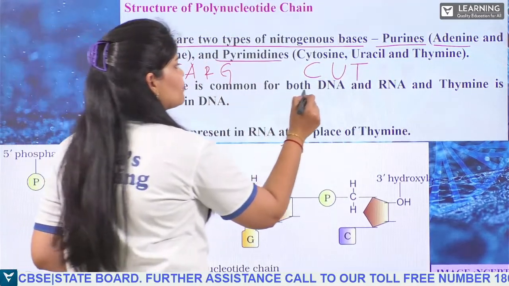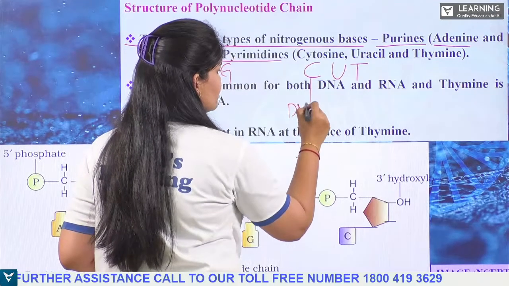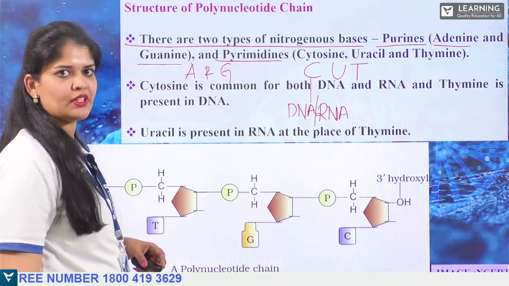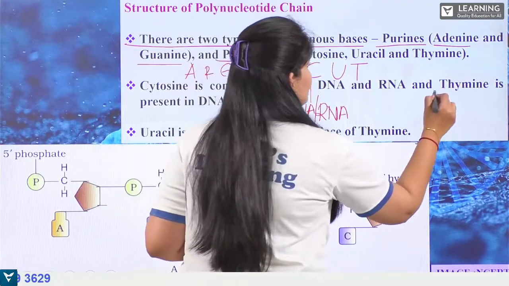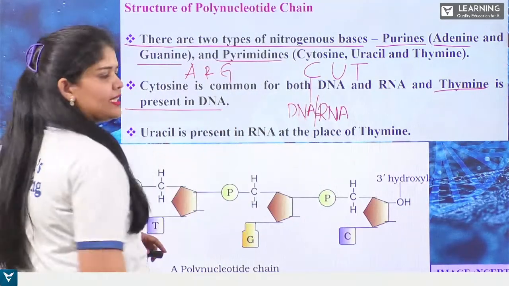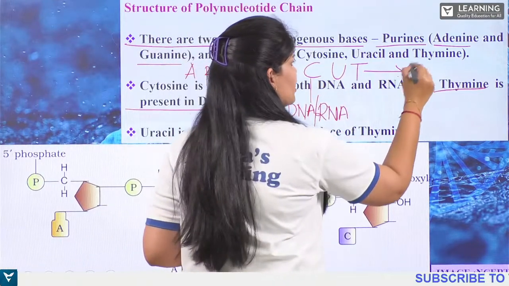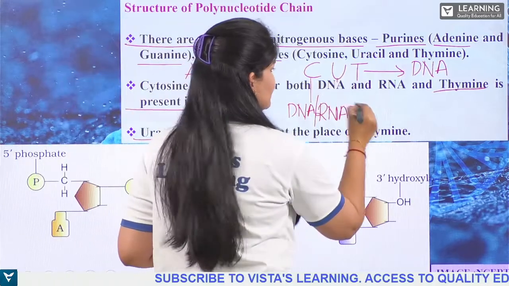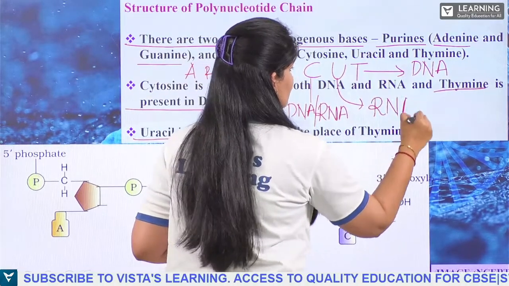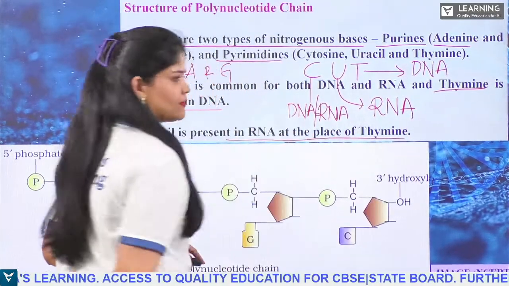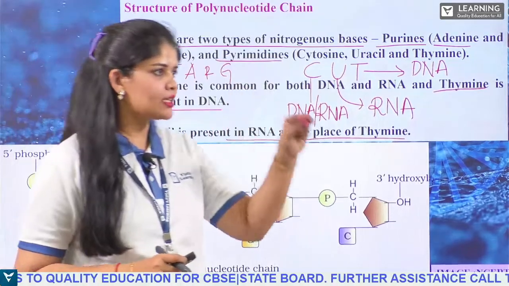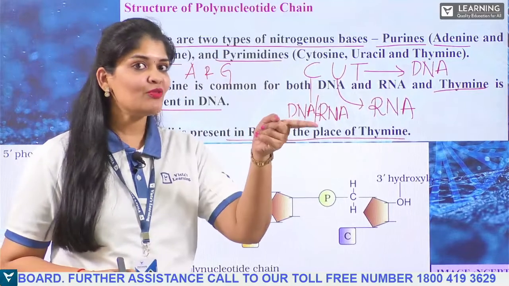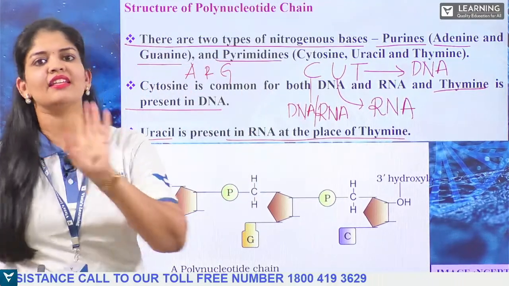Cytosine is common in both DNA and RNA. Cytosine will be present in both DNA and RNA. This is very, very important, right? Now, thymine is present only in DNA. Uracil is present in RNA. That comes at the place of thymine. Wherever we find thymine in the DNA, if it is transcribed to RNA, then the thymine will be replaced by the uracil in RNA.